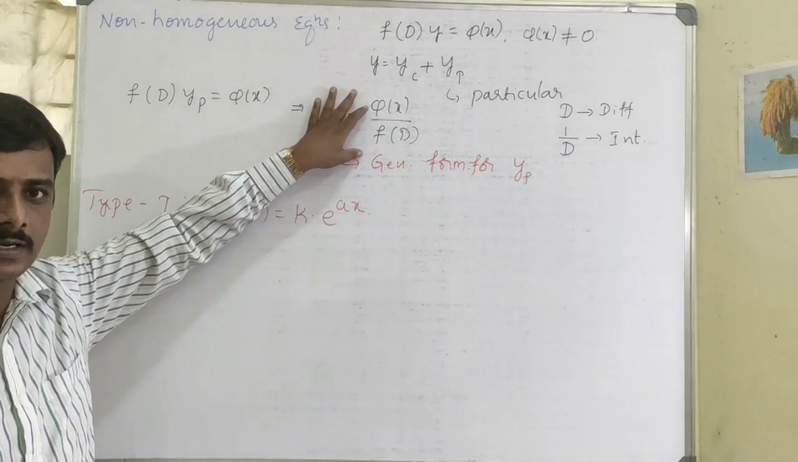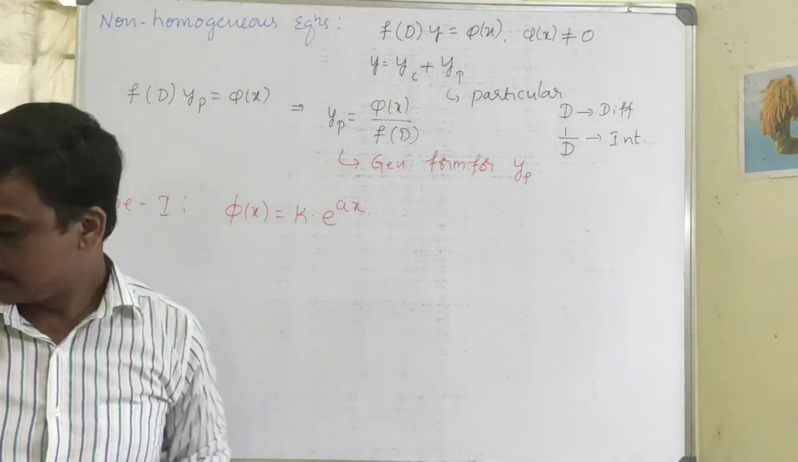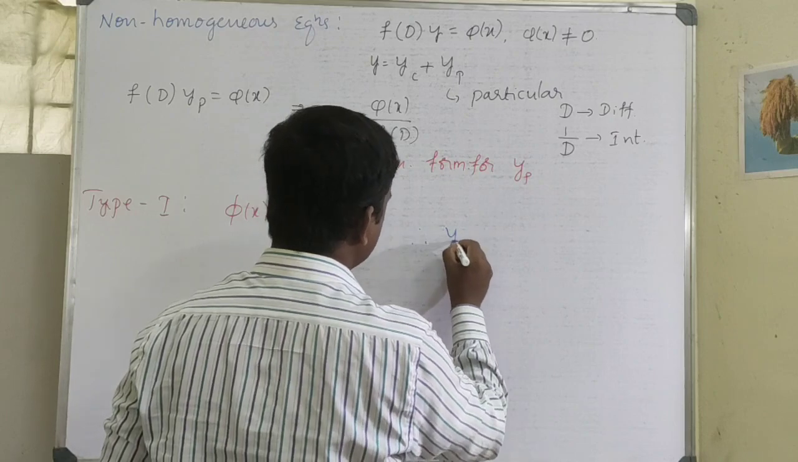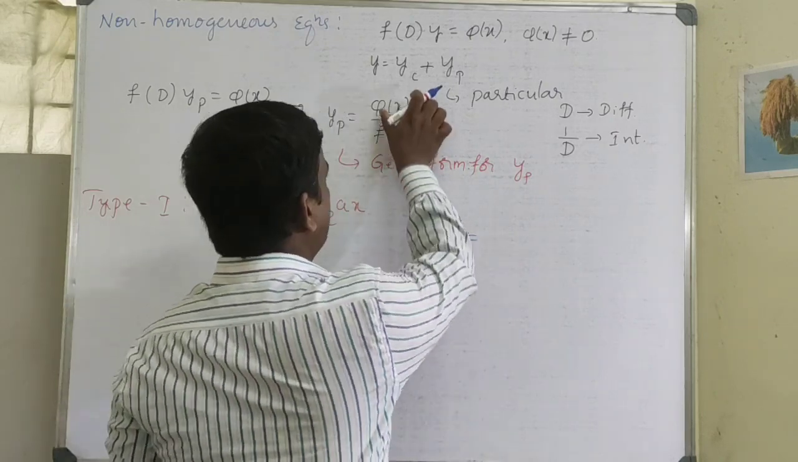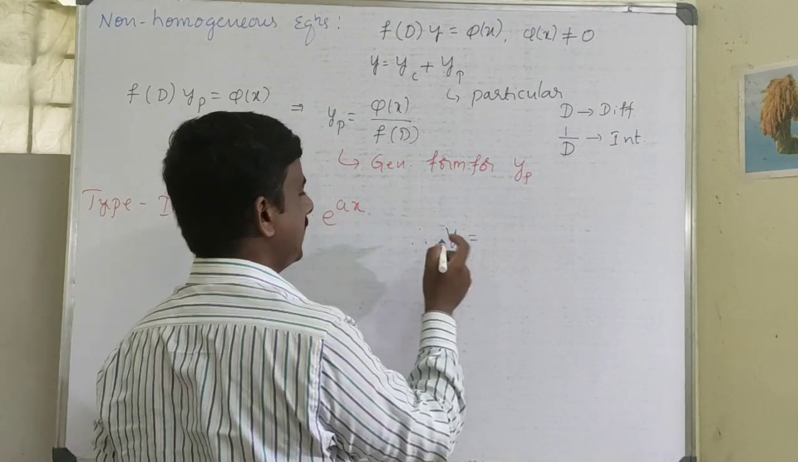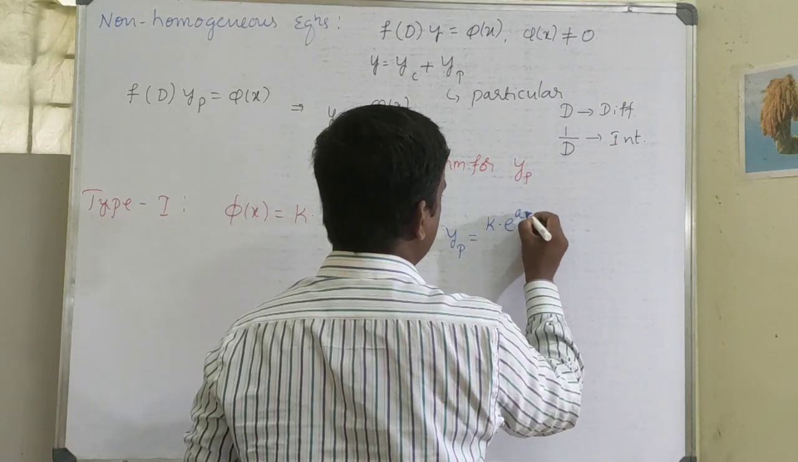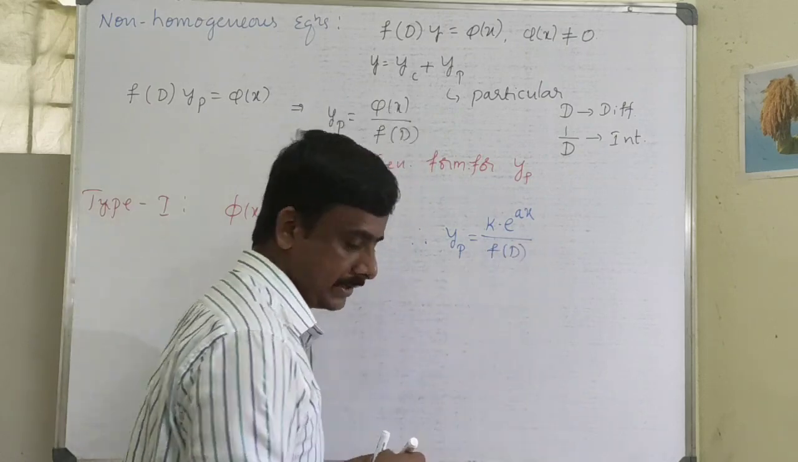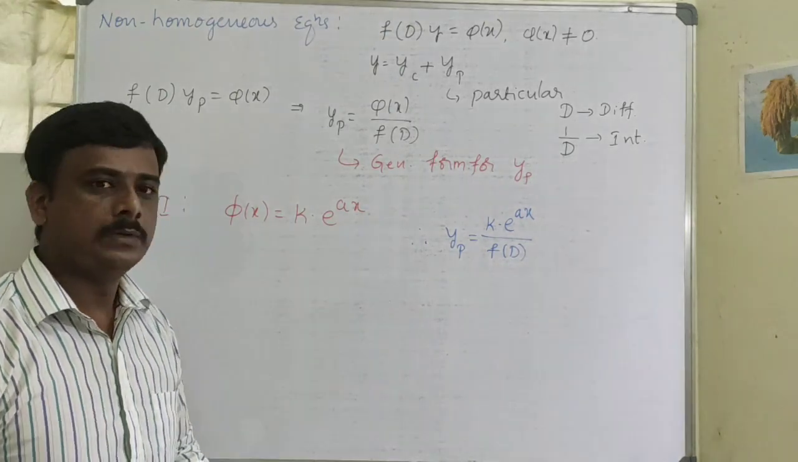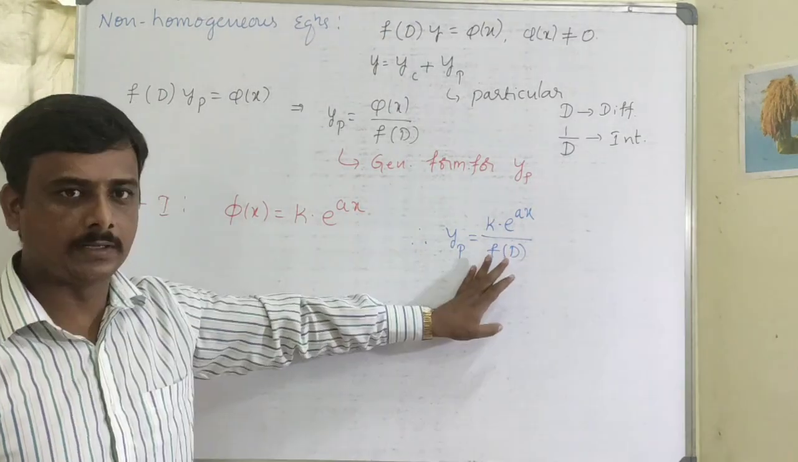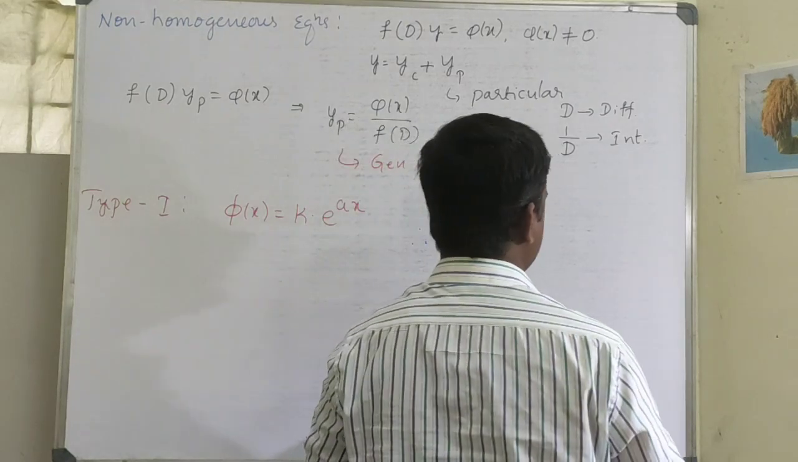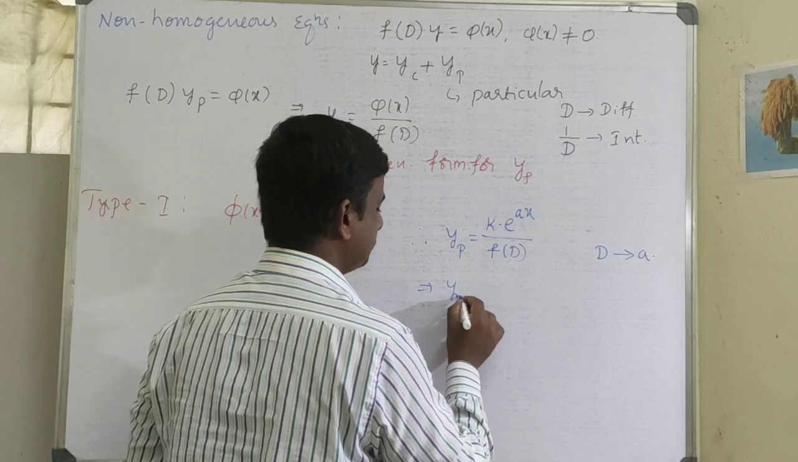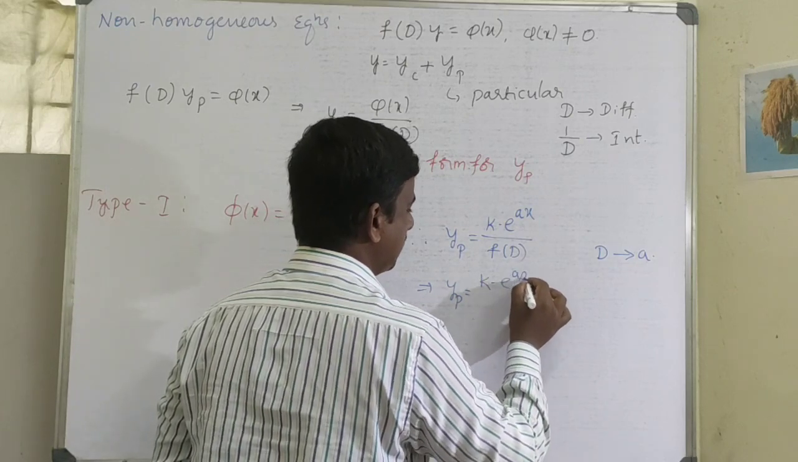Now if I use this general formula, what will we get? We will get yp equal to phi of x divided by f of D. So phi of x is k into e power ax, so k into e power ax divided by f of D. Same thing I have to write there. Now the particular integral is obtained by replacing D by a. So yp will be k into e power ax divided by f of a.